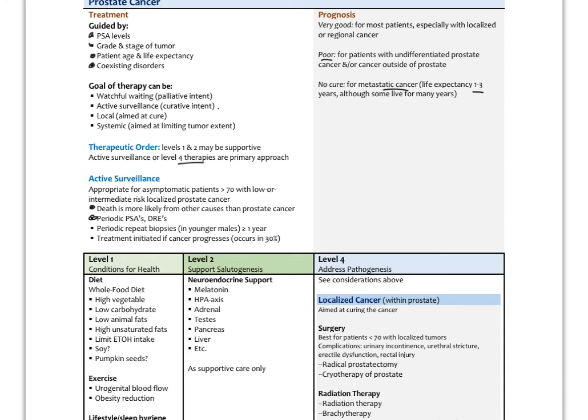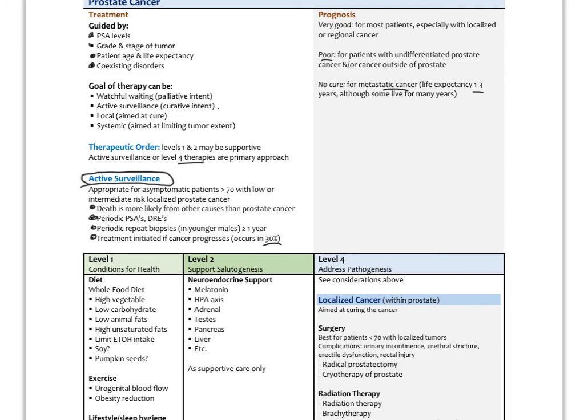Here we're going to do maybe periodic PSAs and DREs to check for the doubling time of the PSA, etc. And then maybe periodic repeat biopsies, especially in younger males. But the treatment is initiated only if the cancer progresses, and that occurs in about 30% of overall patients. So this is becoming a kind of a main tool for prostate cancer assessment, is active surveillance. That's, again, different than just watchful waiting and just kind of not doing anything. We're actually doing testing here to see if the prostate cancer is growing and becoming more aggressive.